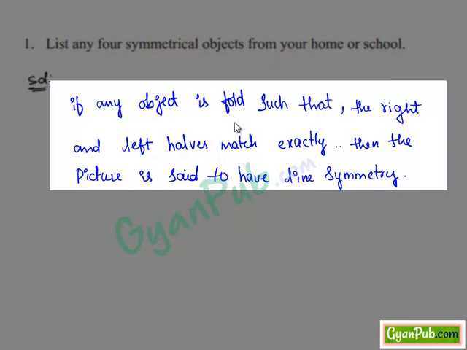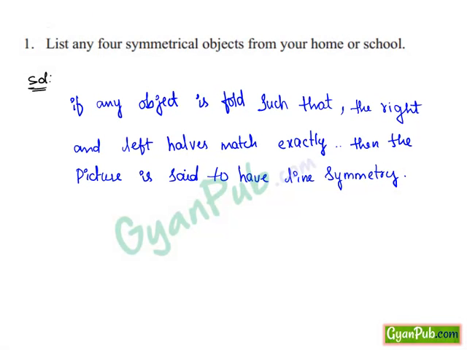If any object is folded such that the right and left halves match exactly, then the picture is said to have a line of symmetry. It means that if the object is folded to the left or right, its mirror image should be the same as the folded one. Let's list out the symmetrical objects.